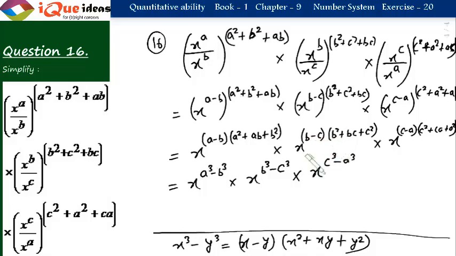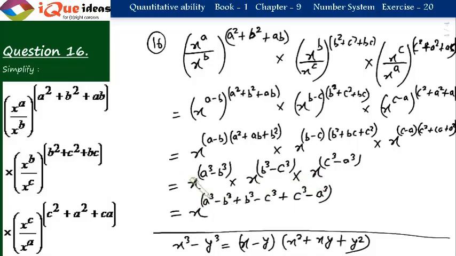Now for all of these, the base is same, that is x, so the powers will get added. Alright, so we'll get x raised to the power a cube minus b cube plus b cube minus c cube plus c cube minus a cube. Alright, and hence all of them will get cancelled. a cube and a cube will be cancelled, b cube and b cube will be cancelled, and c cube and c cube will be cancelled. So we will have x raised to the power 0, hence the answer is 1. Anything raised to the power 0 is 1. Alright.